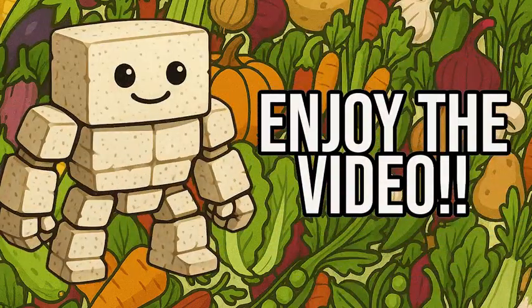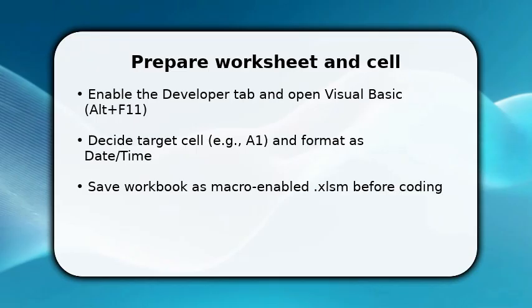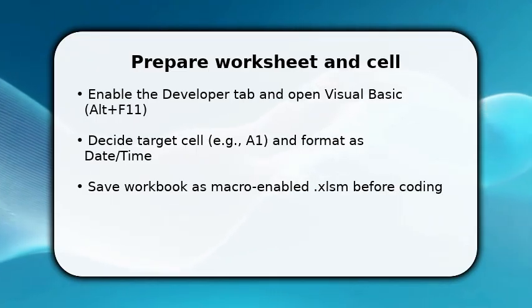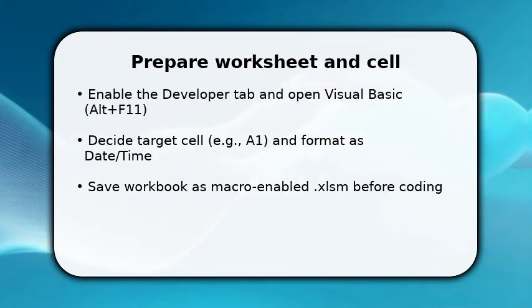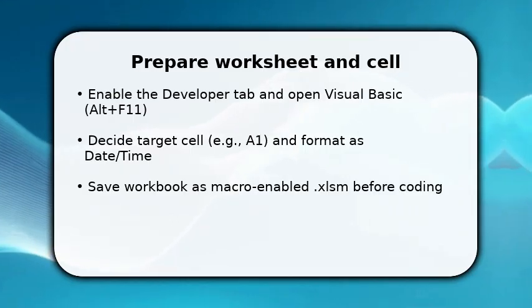Please enjoy the video. You'll start by preparing the sheet and cell where the live date/time will appear. Open the Developer tab and press Alt plus F11 to access the VBA editor. This is how you automate updates.